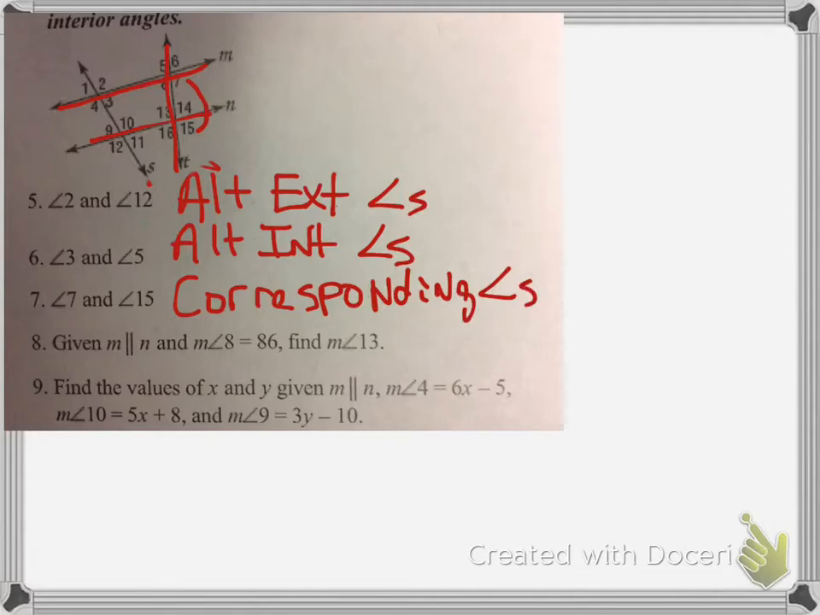Okie dokie. Alright, so we're going to go with the idea that M and N are parallel, and the measurement of angle 8 is 86. Find the measurement of angle 13.